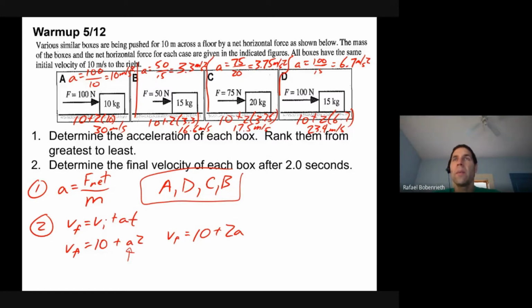I see there's something in the chat. Sal asks, could you also just use acceleration as change in velocity over change in time, then add that to the 10 meters per second? Yes, and you actually answered your own question, Sal. That is effectively what I am doing. So another way of thinking about it, absolutely.